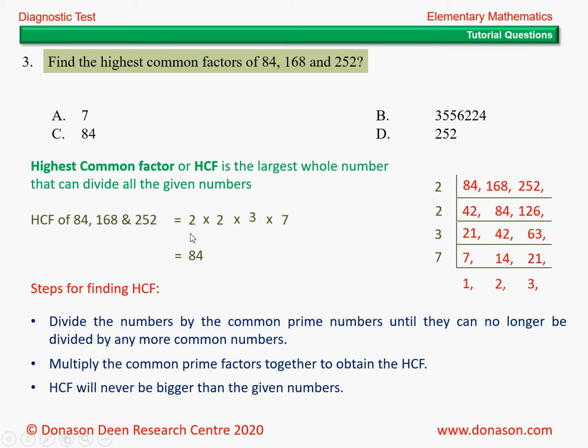So 84 is the highest common factor, but of course in this case it happens to be one of the numbers itself, but this need not be the case. Okay, so there are times that you will end up getting a number that's smaller than any of the three numbers.